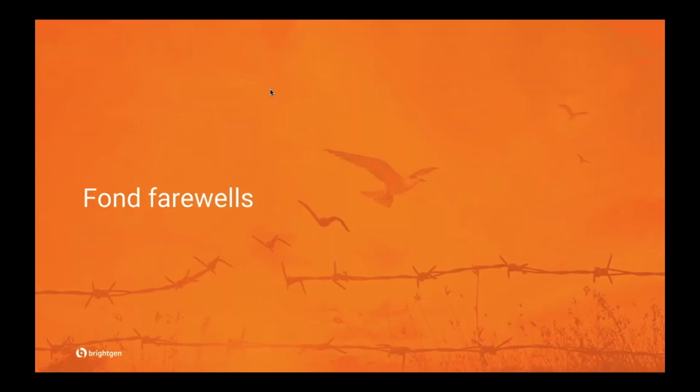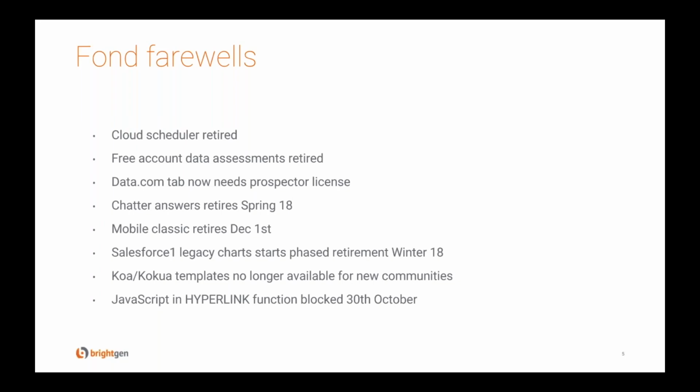Right, so pressing on. The first item we have is some more fond farewells as more features join the choir invisible and shuffle off this mortal coil. So the cloud scheduler is now retired. So if you've been using that and you had any existing proposals out there, they will now indicate the feature is no longer available, and they'll suggest that invitees contact the organizer.